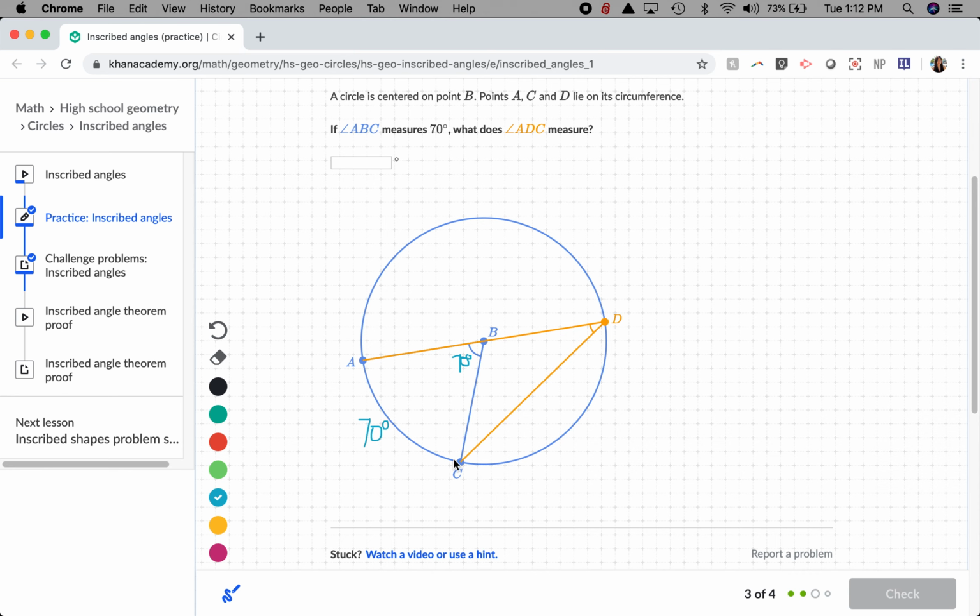Now, one thing I notice about arc AC is that that is also where the legs of this angle end up. If this arc AC is 70 degrees, then if we're talking about this inscribed angle, which ends up in the same place, all we have to do is take half of that measure. So let's take half of 70. 70 divided by 2 is equal to 35.